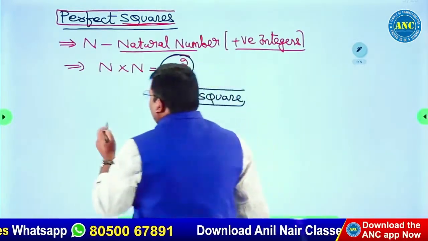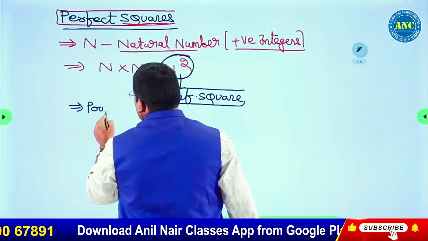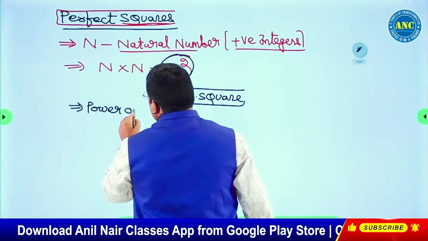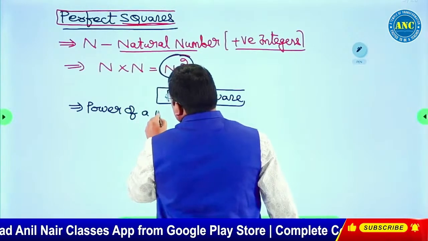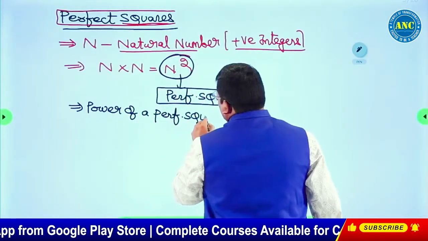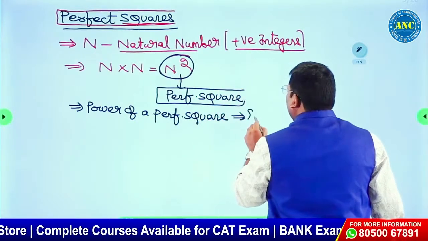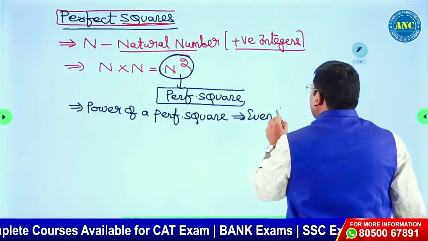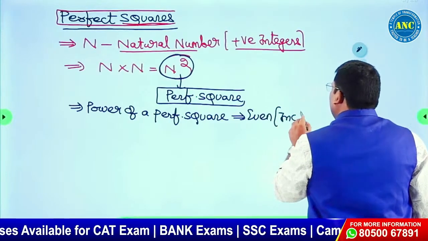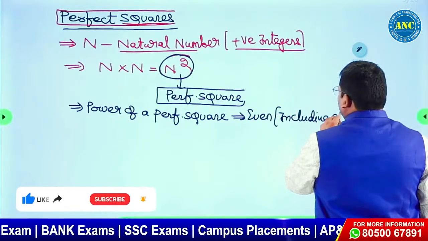Now, please write down: the power of a perfect square is always an even number, including 0. A power 0, that is 1, is also a perfect square.